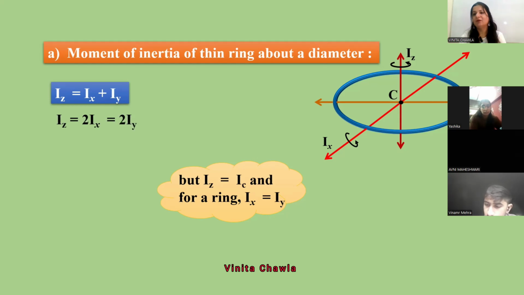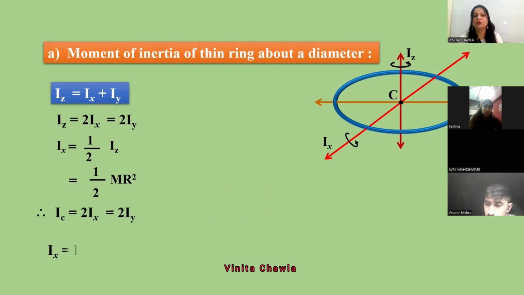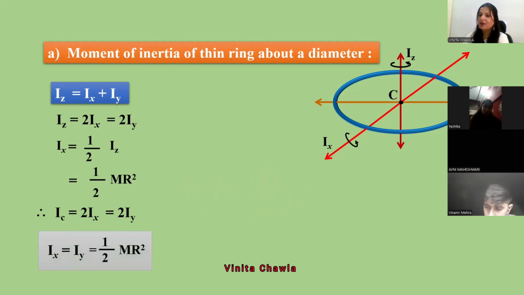So in place of Ix and Iy we can write just Ix or Iy. So we can write 2Ix, either 2Ix or 2Iy. In this way we can get the moment of inertia along the diameter. Iz is mr square. Put this value here and you'll get the moment of inertia along the diameter as mr square by 2. Easy. We have just applied the perpendicular axis theorem here. Because we know the formula now, we can use it.